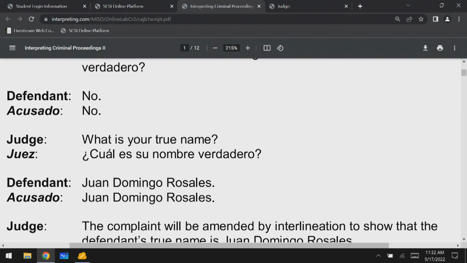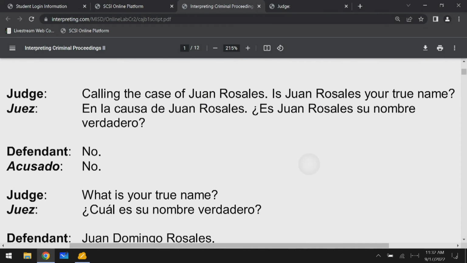What is your true name? Let's say you don't know how to say that. Create a flashcard and then you say ¿Cuál es su nombre verdadero? And so on and so forth. So this is going to be 12 pages. And you're going to first create your flashcards for those 12 pages of all these terms or expressions that you don't know, or sentences rather.